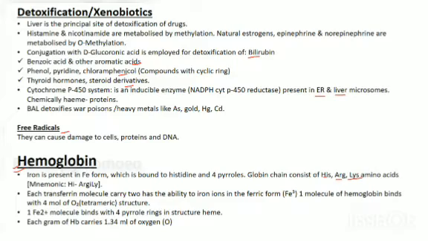Next, about cytochrome P450. It is an inducible enzyme and it is present in the endoplasmic reticulum and liver microsomes. It is chemically a heme protein. Next, about bowel detoxification.